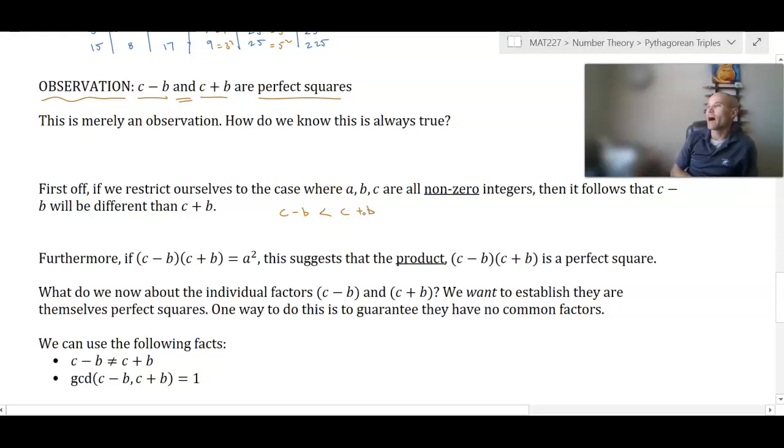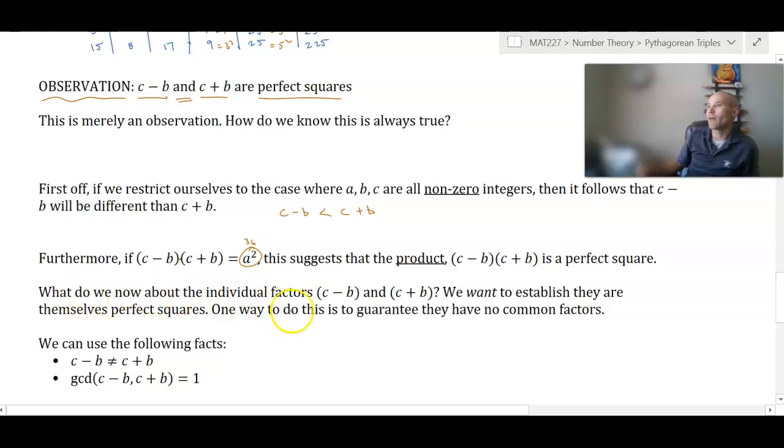Has to be, right? So if C minus B times C plus B is A squared, this suggests that the product C minus B times C plus B gives us a perfect square, right? Because this right-hand side is a perfect square. So if this is 36, then C minus B times C plus B has to itself be a perfect square because it has to equal 36. So if you take the square root of both sides, another way of thinking about this, then you've got to be able to get an integer when you take the square root of C minus B times C plus B.